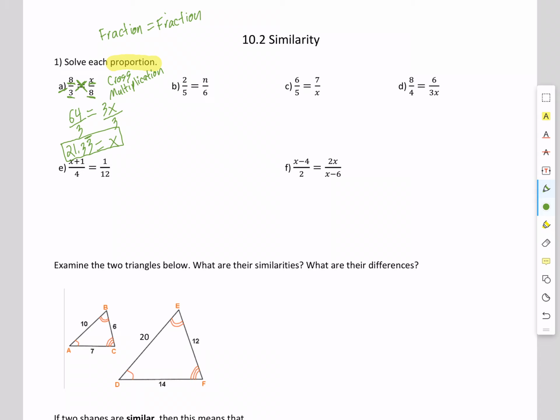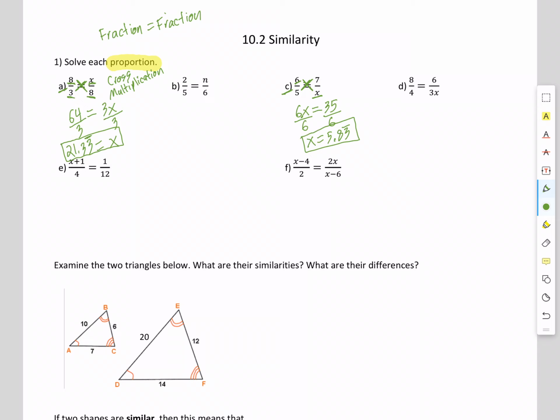You'll see some different things, like if you look at C, now we have 6 divided by 5 is equal to 7 divided by x. Now the x is just in a different spot, but we can still cross multiply these. 6 times x gives us 6x. And then 5 times 7, what does that give us? Should give us 35. Same process. Now we're going to take 6x divided by 6, 35 divided by 6. Ooh, that's another not so pretty number. Very not pretty. That comes out to being 5.83, I think, and that should be repeating.